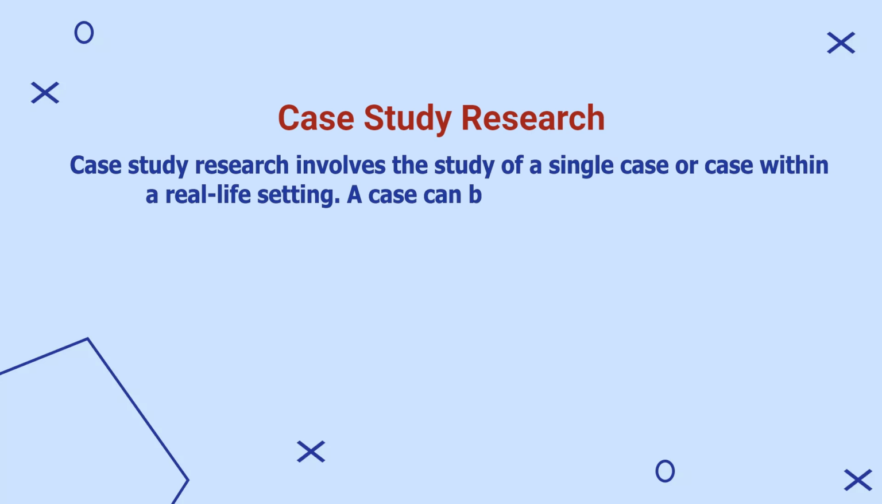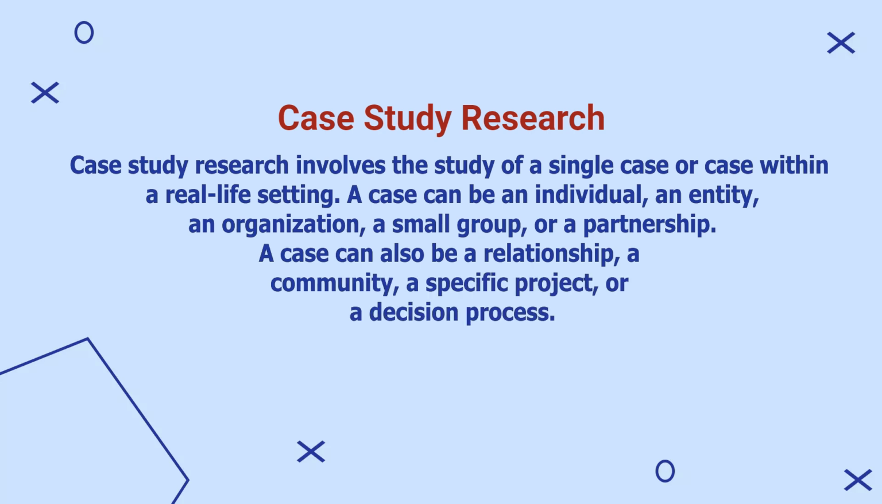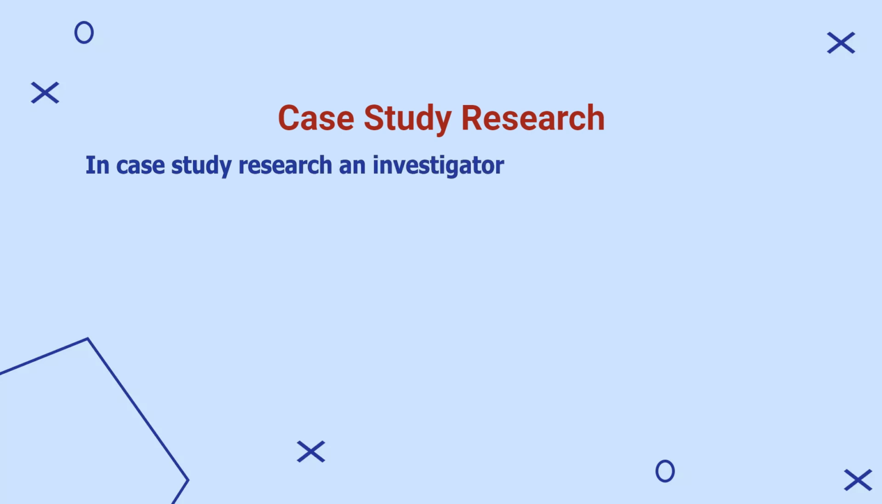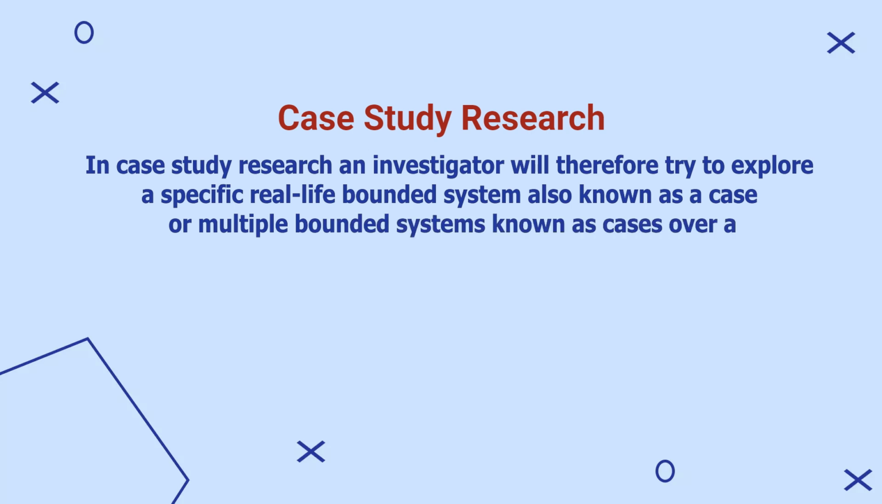Let's look at the fourth common research strategy, which is case study research. Case study research involves the study of a single case or a case within a real-life setting. A case can be an individual, an entity, an organization, a small group, or a partnership. A case can also be a relationship, a community, a specific project, or a decision process. In case study research, an investigator will therefore try to explore the specific real-life bounded system, also known as a case, or multiple bounded systems, also known as cases, over a given period of time.